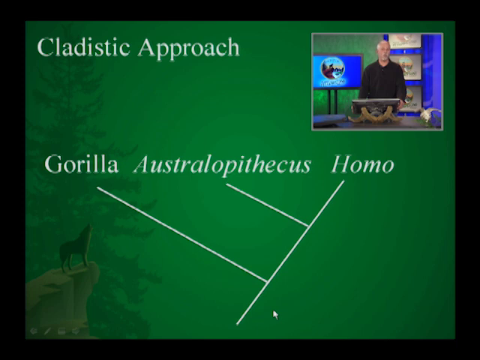And so again, when we build our cladogram, then we would link the Australopithecus to humans rather than to the gorilla. We share a more recent common ancestor with them than they do with gorillas or chimpanzees or any other animal. So again, this accurately reflects evolutionary relationships.